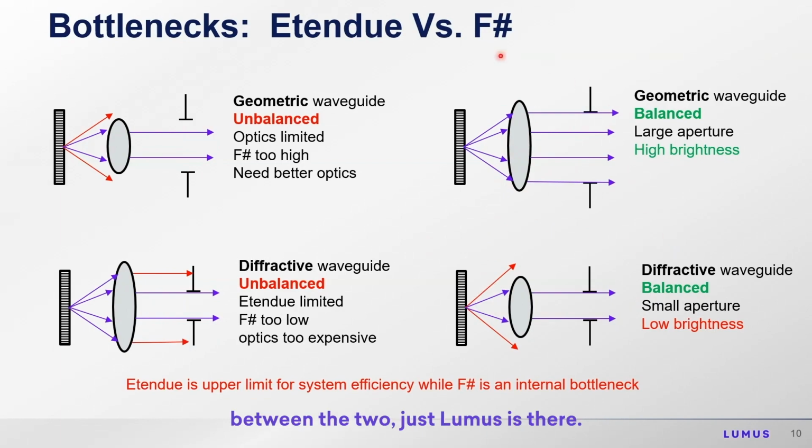Just Lumus is here. We're able to take a large F number and project it into the large aperture. That's why our efficiency has the 9 times factor that you saw in the previous slide.